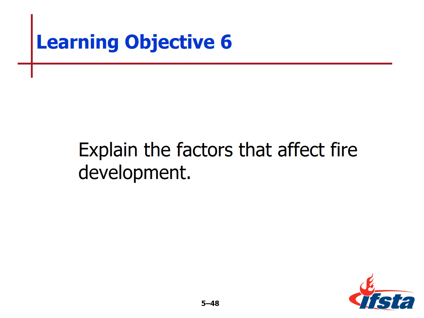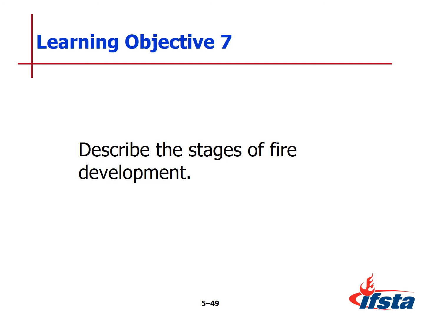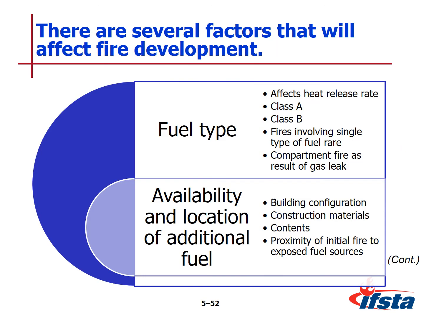So factors that are going to affect fire development. We're also going to talk about the stages of fire throughout these next objectives. So fuel types. The fuel types themselves are going to affect the heat release. So depending on the fuel involved in the combustion, it's going to affect the HRR, or the heat release rate. And any fire that's involved in a B and a C is eventually going to turn into an A, fuel fire.